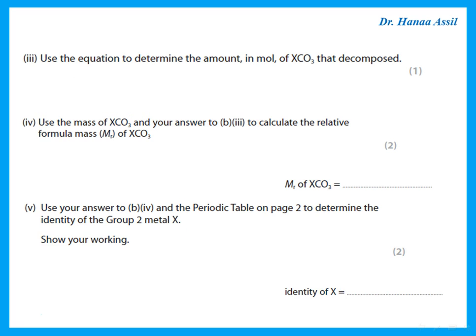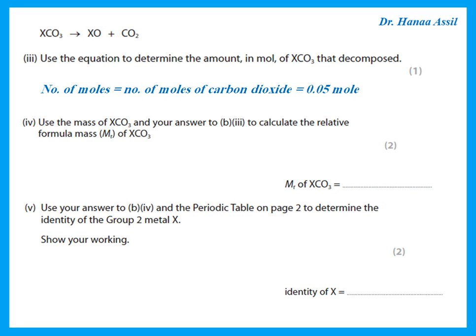Then he says use the equation to determine the amount in moles of X carbonate that decomposed. Well, let's look at this equation. This is the equation we had. X carbonate gives XO plus CO2. That means 1 mole of X carbonate gives 1 mole of CO2. And that tells me that the number of moles of CO2 is the same as the number of moles of XCO3. So the number of moles is the same as the number of moles of carbon dioxide that we just calculated.